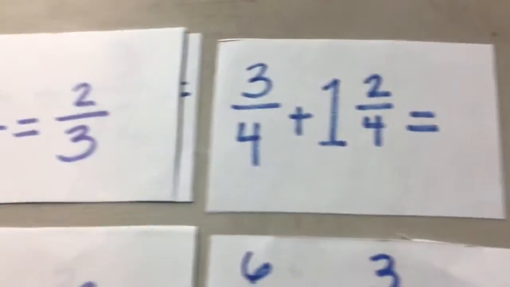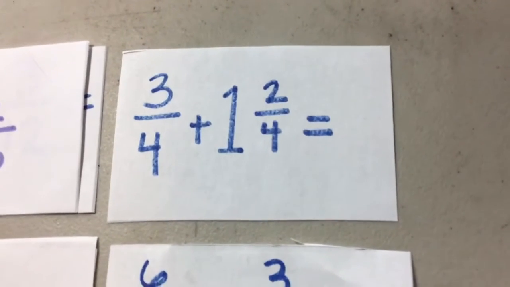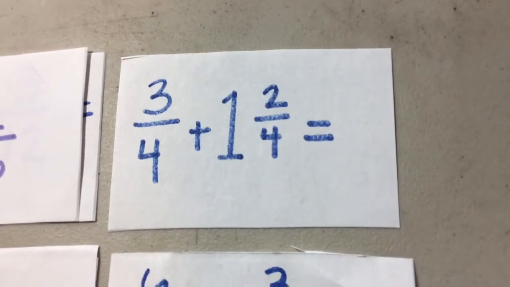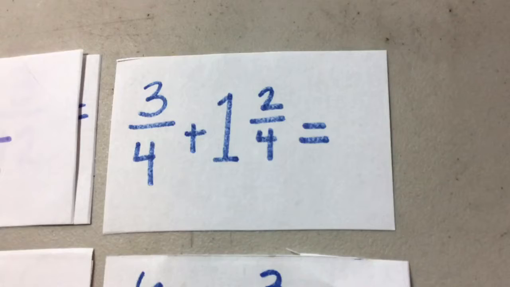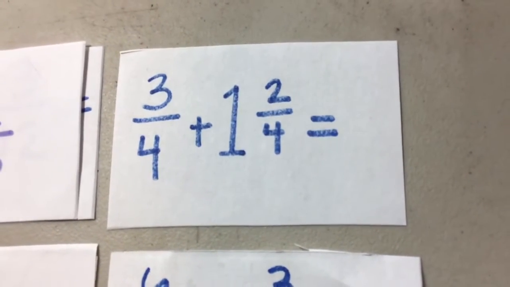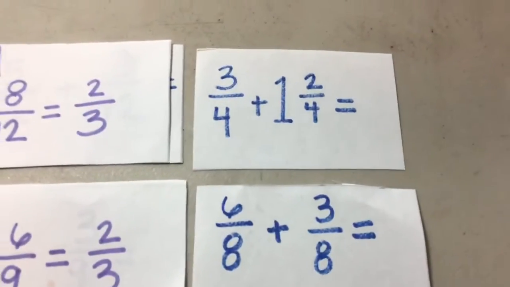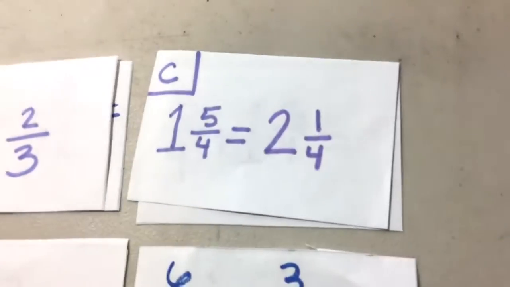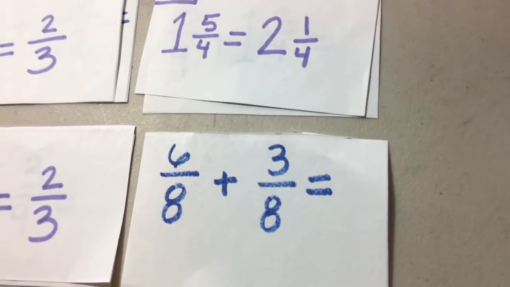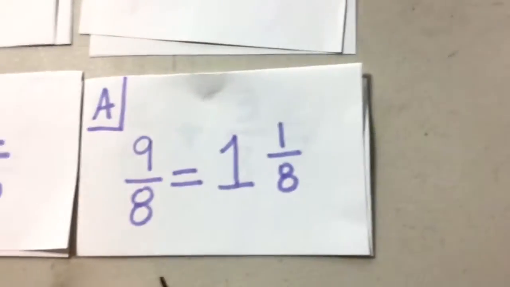All right, next I have 3/4 plus 1 2/4. If I just take the number 1 out of it, that gives me 5/4. And 5/4 is an improper fraction, okay? So 5/4 changes to 1 1/4. And 1 1/4 plus that 1 that we took out is C, 2 1/4. And then lastly, 6/8 plus 3/8 is 9/8, which is an improper fraction, which changes to 1 1/8.